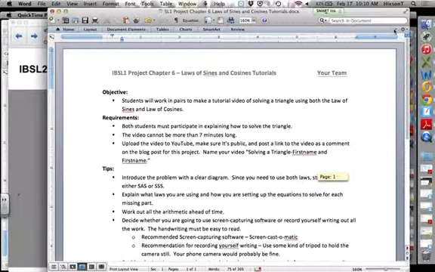I'm going to give you one of these handouts. I'll probably give it to you on Thursday when more folks are here. You'll write the members of your team there at the top. But a few requirements. First of all, both students have to participate in explaining how to solve the triangle. So on the video that you're going to produce, you both will need to be talking at some point, okay?